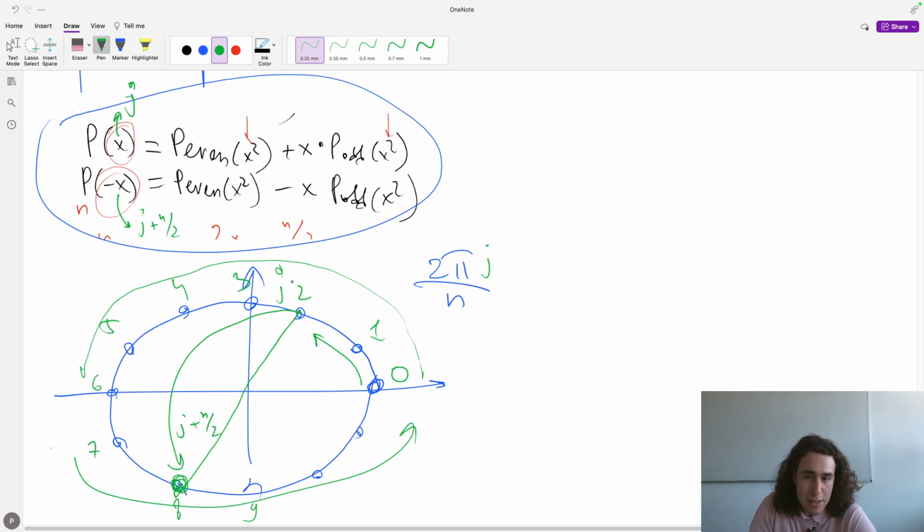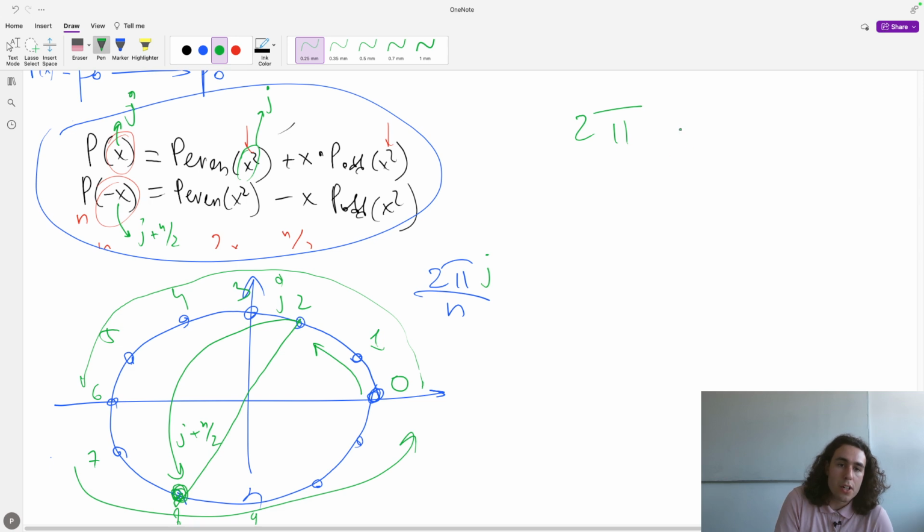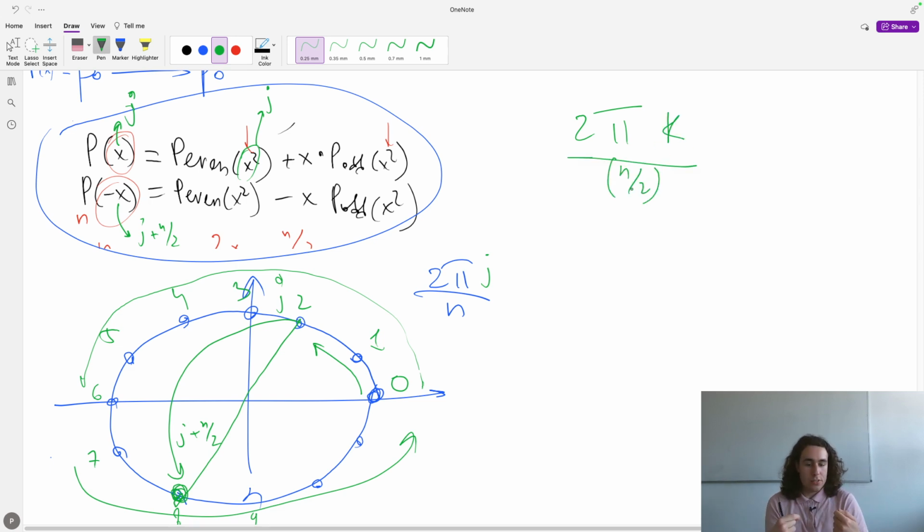And if you think about it for a while, you can see that this j squared is going to have also index j in our recursive call, right? In the recursive call, we have all the angles of the form 2 pi k over n half, because we have twice fewer values, right? And if we want this to be equal, what should be the value of k? The value of k should be j half, right?